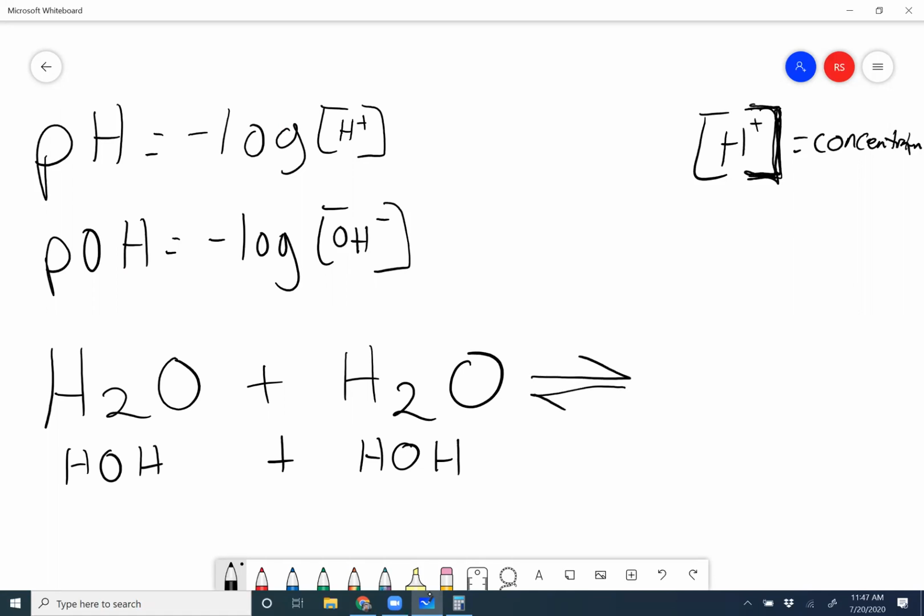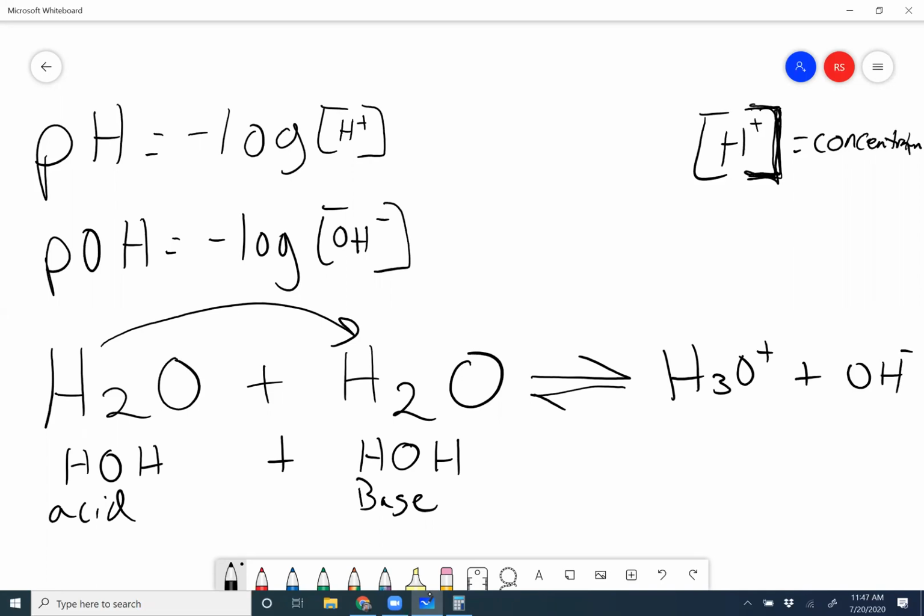And then if we look at the Bronsted-Lowry definition, one of these waters can act like a hydrogen donor, and one of these things can act like a hydrogen acceptor. And what we can get is hydronium and hydroxide. So this is the self-ionization of water. Water will ionize itself. It will turn itself into hydronium and hydroxide.